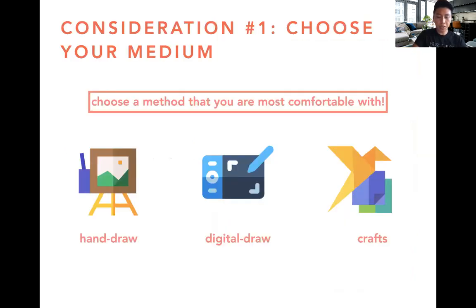Now, here are some considerations that I would make regarding how you would go about making your visual aids. The first one is choosing your medium, and I would recommend one that you are most comfortable with. So if you have previous experience or hobbies related to some of these, I think that's a really good starting point. If you've previously hand-drawn with pen and paper or digitally online, or even do crafts such as origami, cross-stitch, knitting, all those different things can be integrated into your pre-scientist letter.